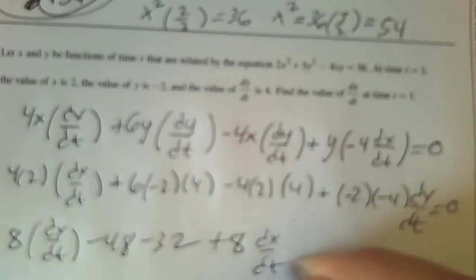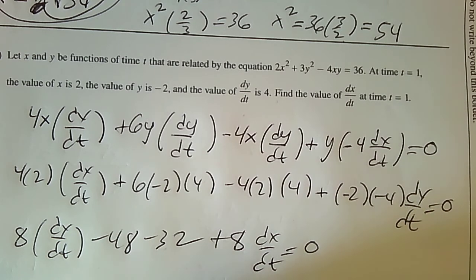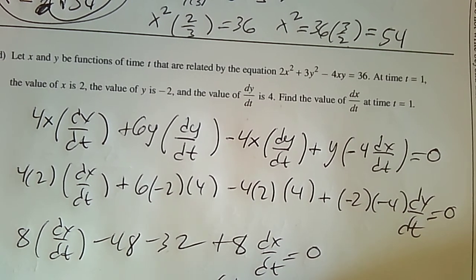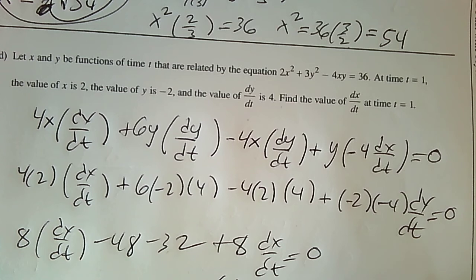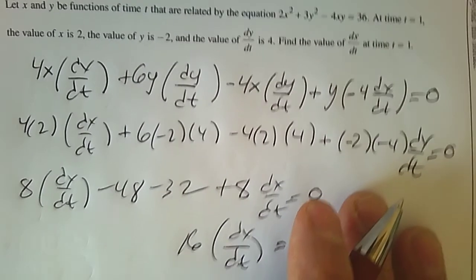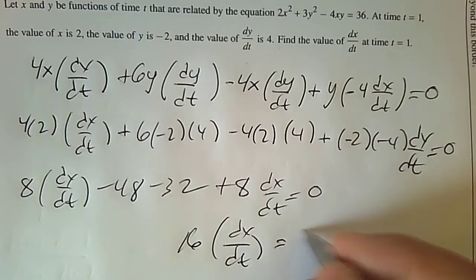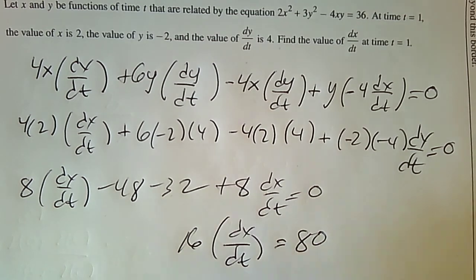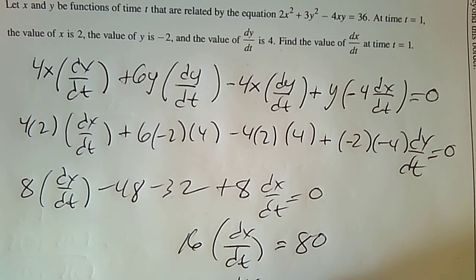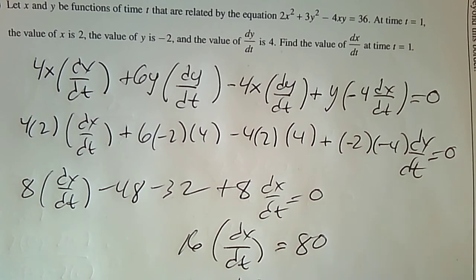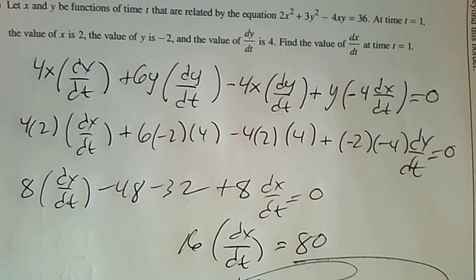dx by dt equals 0. So 8 and 8 would give me 16 dx by dt. And then this is negative, what is that, 80. Add it to the other side, so it's positive 80. And then divide, and so dx by dt would equal positive 5 when t equals 1. And you have the answer.